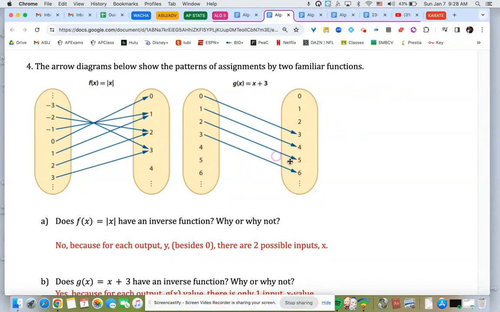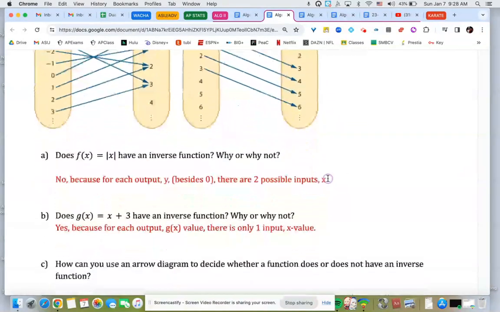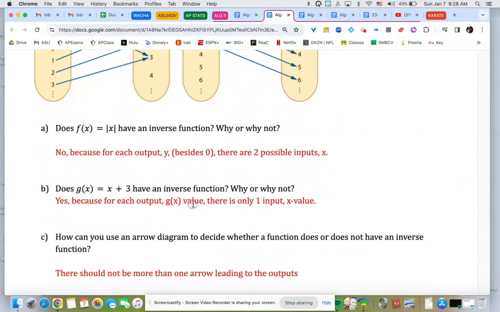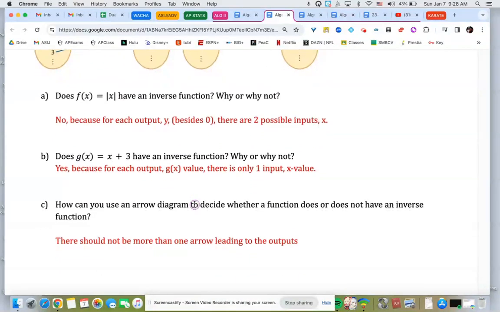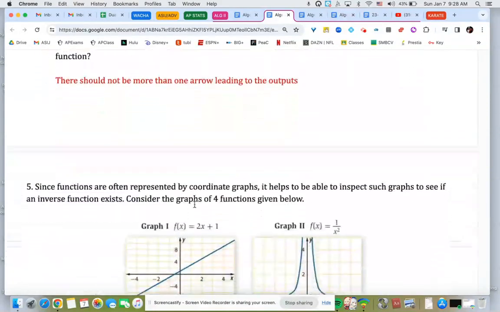So the original equation is a function, and the inverse itself is also a function. So this one, the inverse is not, right? Because of this doubling up. This one, the inverse is. Okay, so that's what this is talking about down here on part A and B. Okay, and C as well.